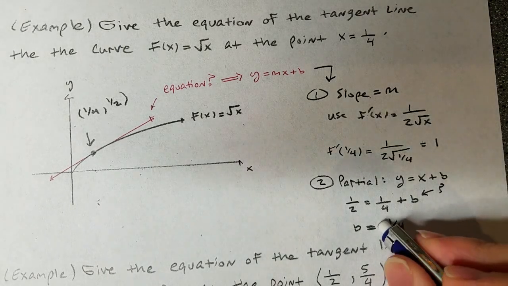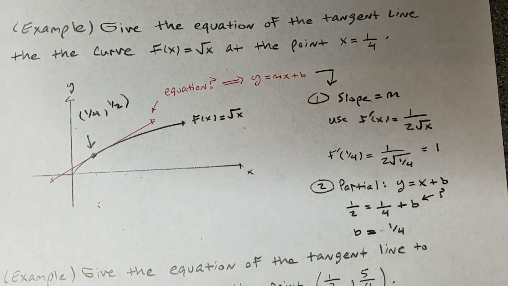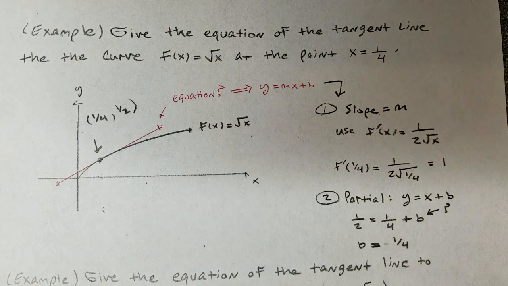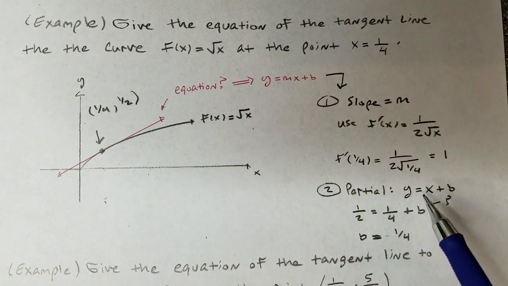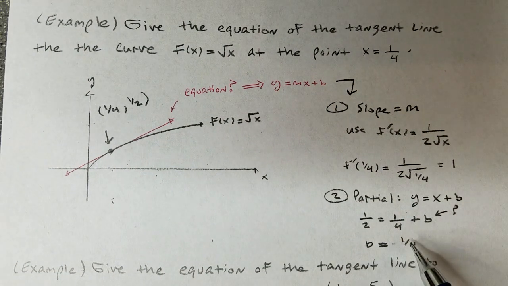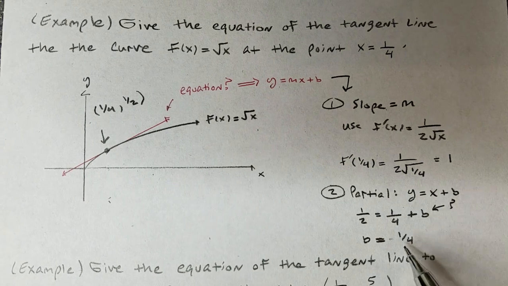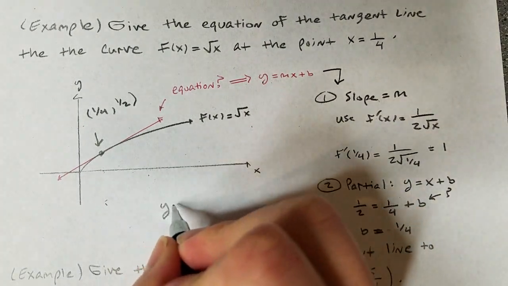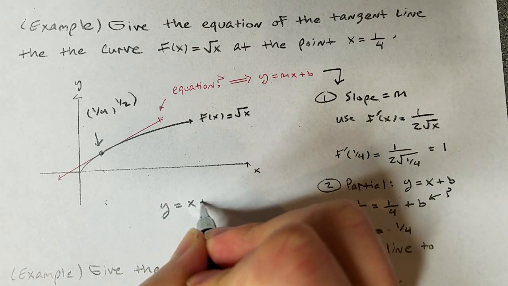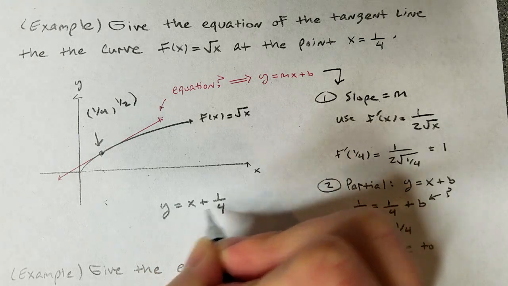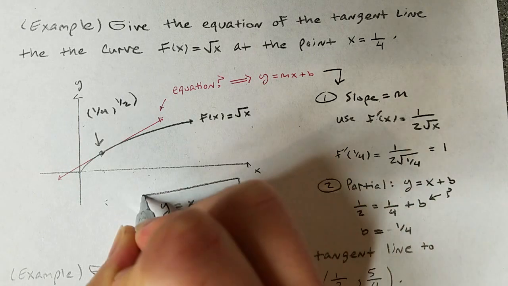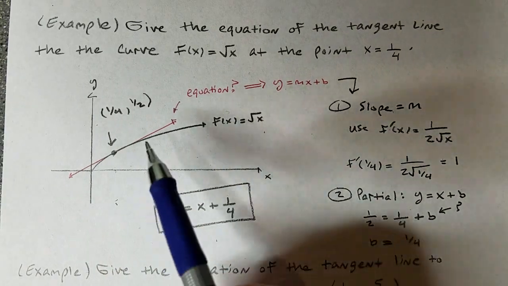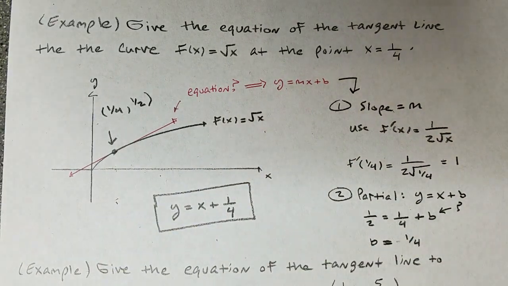All right. Now, so from that, I have my answer. The equation of the tangent line is y equals x plus 1/4. It has a slope of 1. It hits the y-axis at 1 over 4. So now let me write my answer separate from the work, and put a box around it. I want that to stand out. There it is. That's the equation of this line right there.